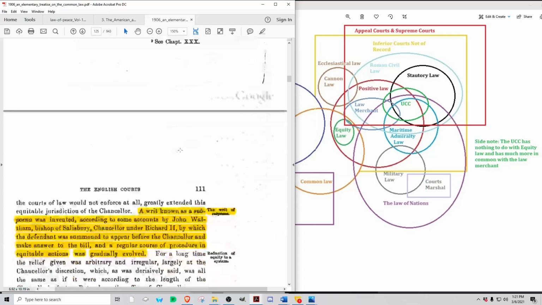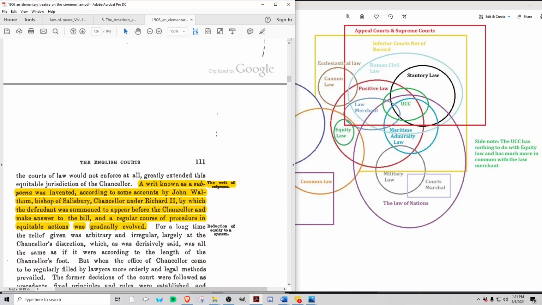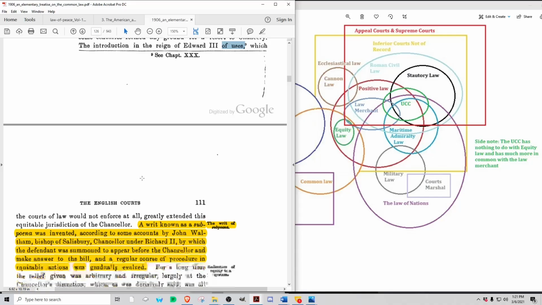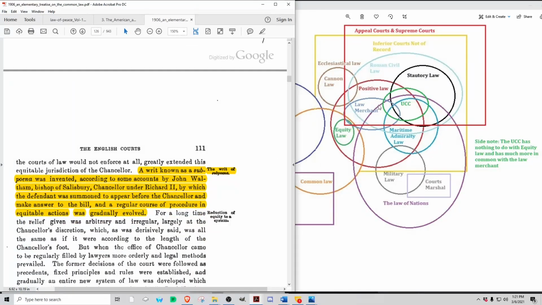So, which the courts of law would not enforce at all. Again, that's what I said. Use and usufruct. This aspect of Roman civil law. Courts of common law said, nope, we don't have anything to do with that. And that's just absolute garbage. We'd forget it. Get it out of here. So they created a separate court for the attorneys to do this. So greatly extended this equitable jurisdiction of the chancellor.